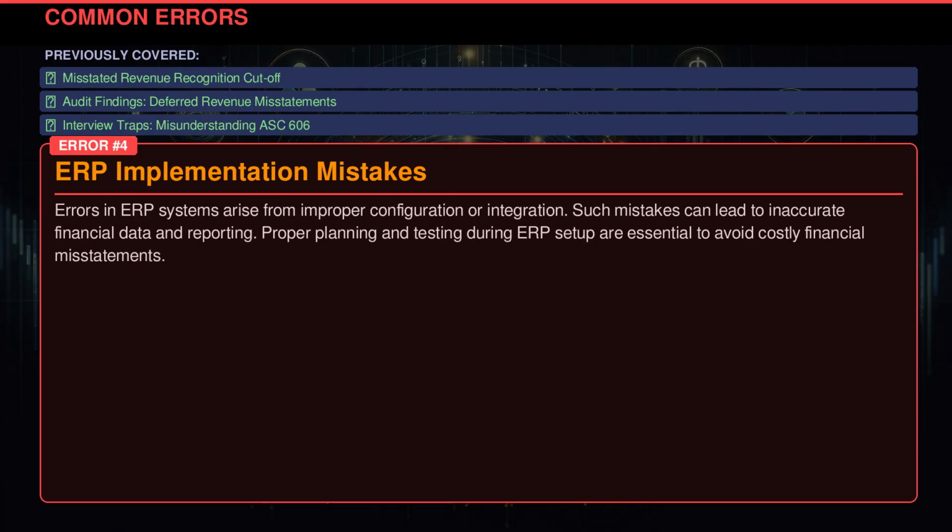ERP implementation mistakes in a SaaS environment, such as at Zoho, can cause significant financial inaccuracies. These errors often occur due to inadequate planning or incorrect system configuration. When ERP systems aren't properly set up, it can lead to data entry errors, misaligned financial reporting, and compliance issues. To avoid such pitfalls, thorough planning, testing, and validation of ERP configurations are crucial. Auditors will review system settings and transaction flows to ensure the ERP system supports accurate financial reporting and data integrity.